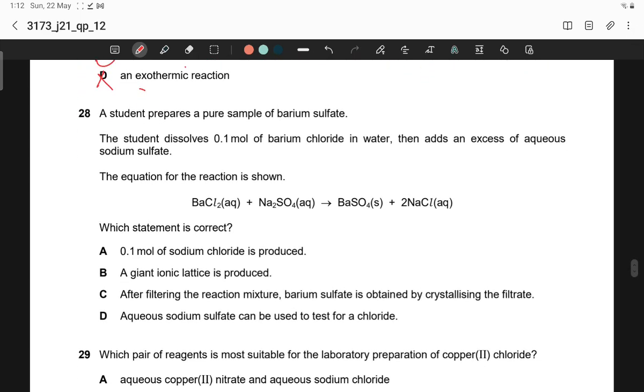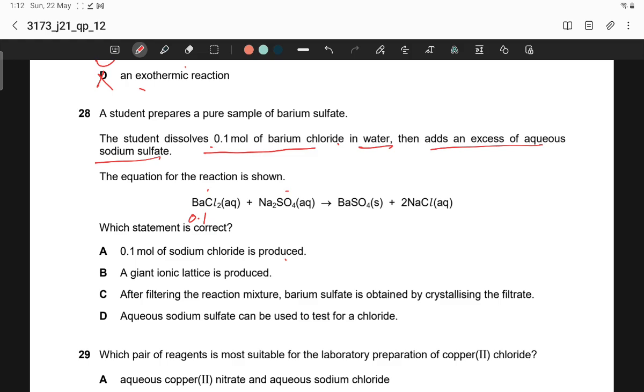A student prepares a pure sample of barium sulfate. The student dissolves 0.1 mole barium chloride in water, adds an excess of aqueous sodium sulfate. The equation for this reaction is shown. Which statement is correct? 0.1 mole of sodium chloride is produced. 0.1 mole of barium chloride, 0.1 mole.